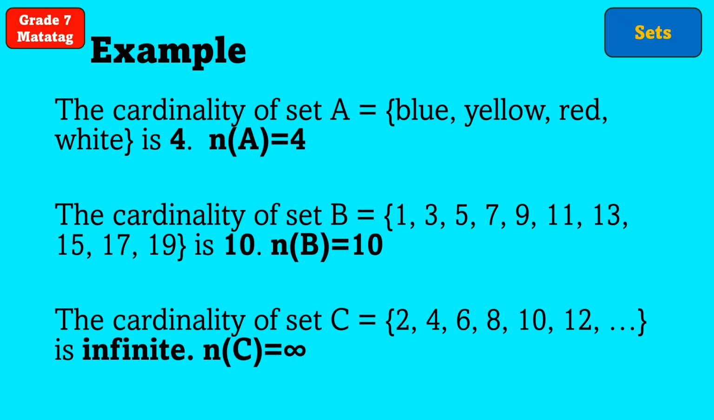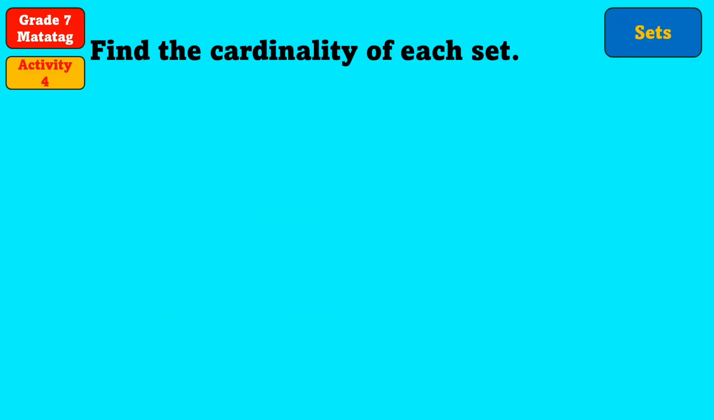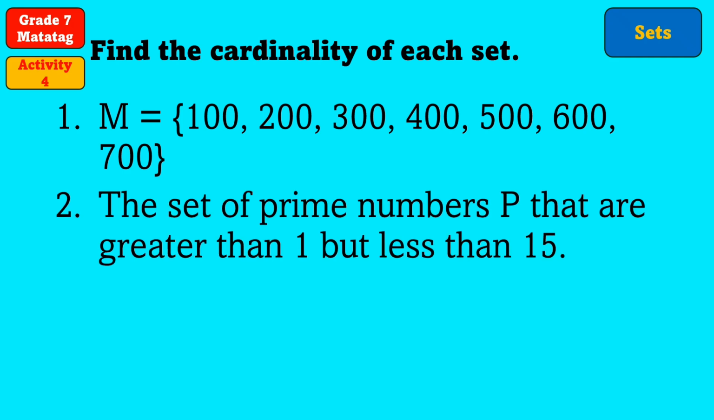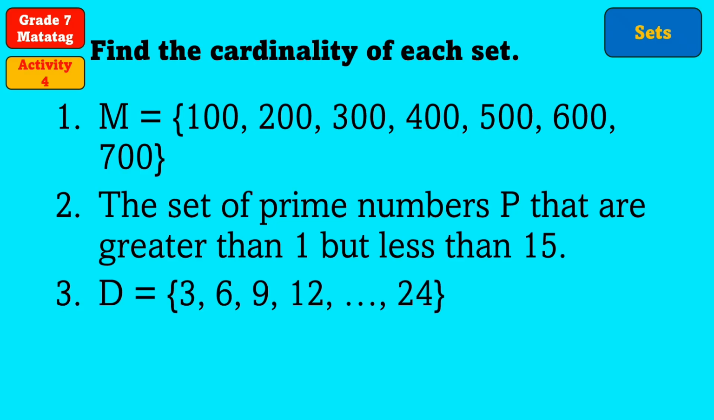Now, let's have activity 4. Grab your notebook and pen and answer the following questions. Find the cardinality of each set. Number 1, set M has the elements 100, 200, 300, 400, 500, 600, and 700. Number 2, the set of prime numbers p that are greater than 1 but less than 50. And number 3, set D has the elements 3, 6, 9, 12 until 24. Pause the video and answer the questions.